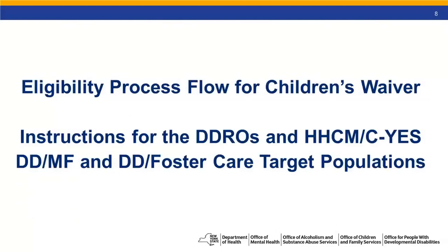Okay, so the next few slides are going to be very detailed, and I believe in the chat function, MCTAC sent out the DDRO manual, the eligibility process for the children's waiver. So please have that handy if you can. I believe it was also sent out via email. So we're going to reference on each title page where we are basically in the manual so you can follow along. And we are going to be going over first.